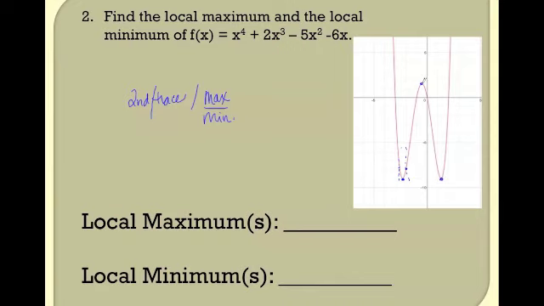So for your maximum, that's this point right here, you should get negative 0.5 and 1.563.